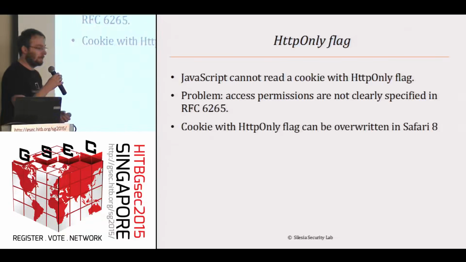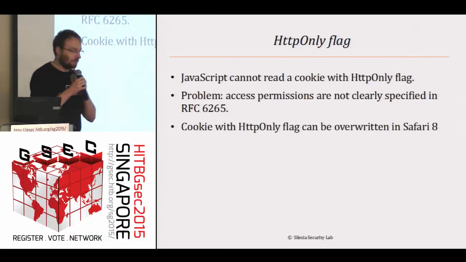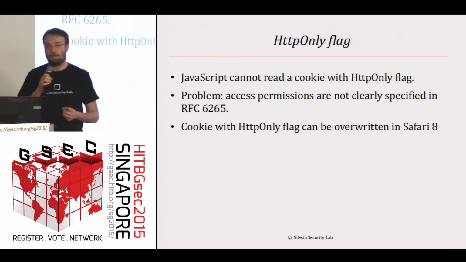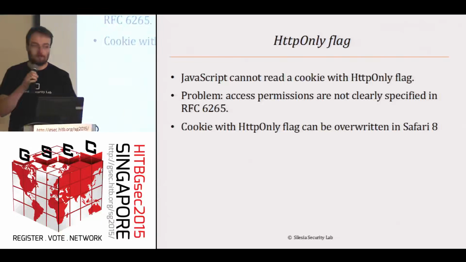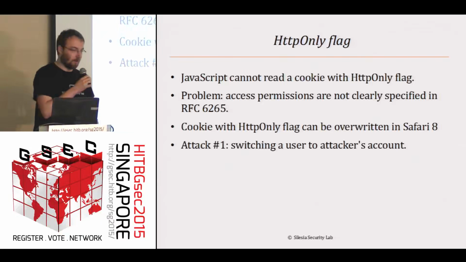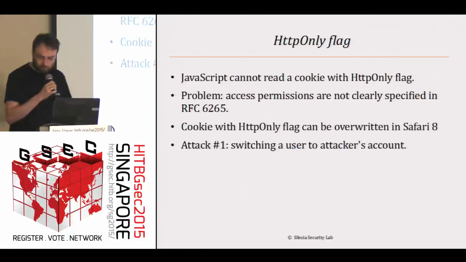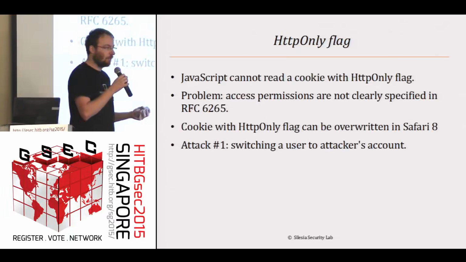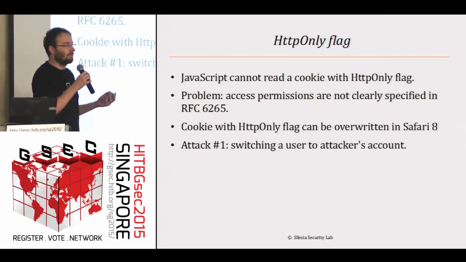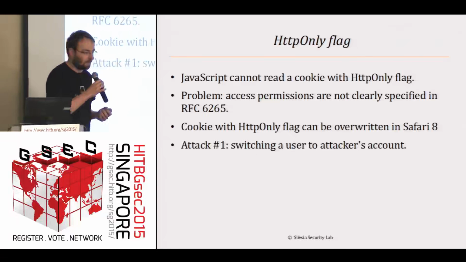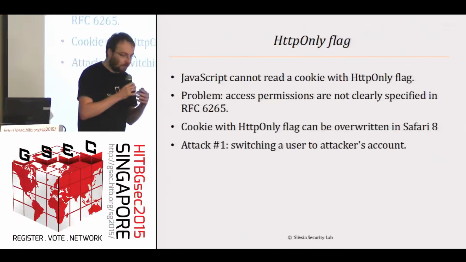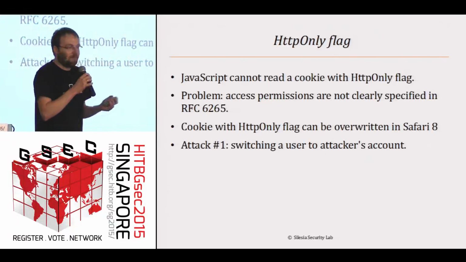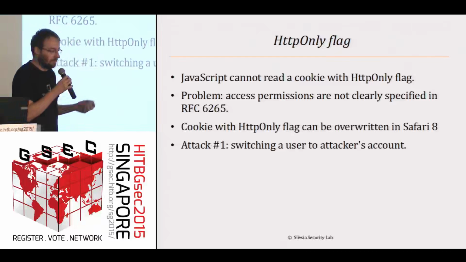And it turns out that in Safari 8, the most up-to-date one, a cookie with the HTTP-only flag can be overwritten. So the core of the problem was ambiguity in the RFC. What about some attack scenarios? What's the point? We need to figure out some potentially interesting attack scenario. What's the point of overwriting a cookie with the HTTP-only flag? If there is no profit, there is no point of talking about this, right?